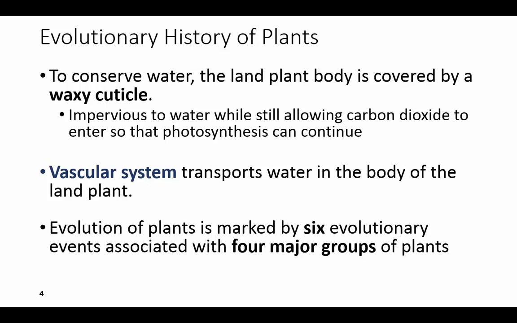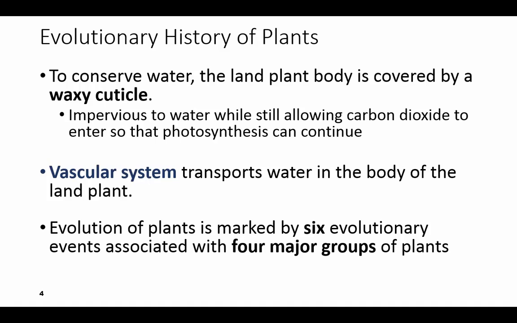Land plants had to conserve water, though, so their body is covered by a waxy cuticle, and this doesn't allow water to escape, but it allows carbon dioxide to enter and oxygen to leave and photosynthesis to continue. They also developed a vascular system, which is a system of vessels that transport the water from the roots up through the body of the land plant.